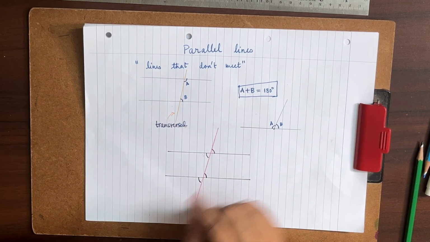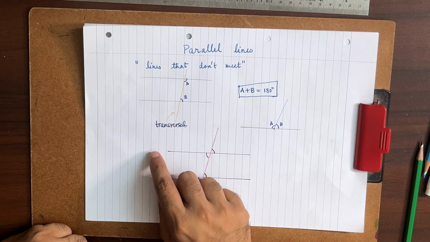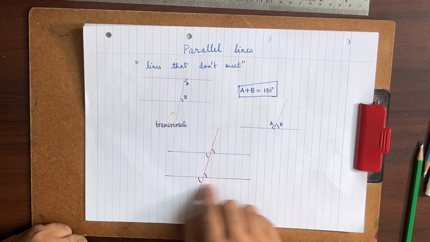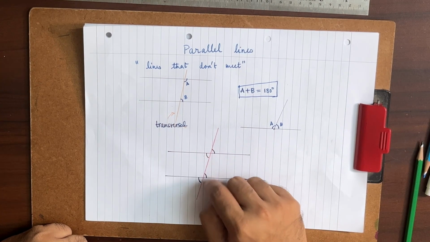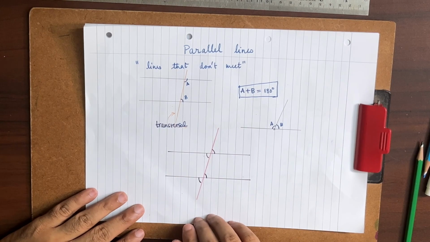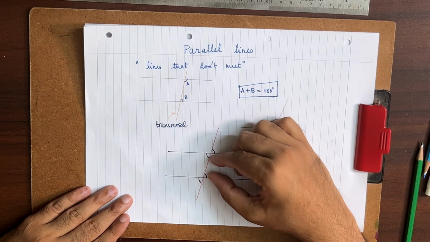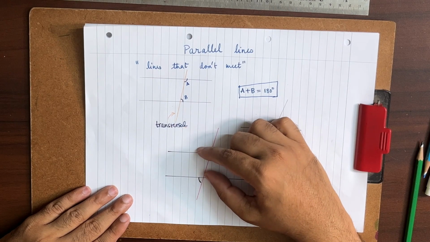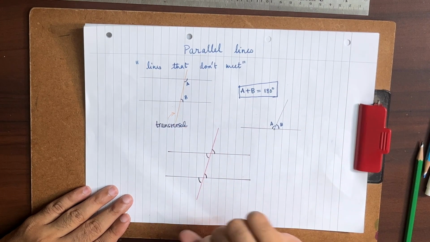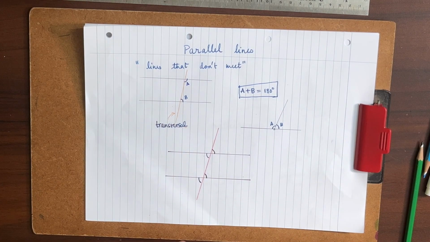Even the converse is true. If the corresponding angles are equal for two lines and a transversal, then these two lines are parallel. Okay, and if the alternate angles are equal also, the two lines are parallel. So you can detect parallel lines by checking whether these two angles are supplementary, or whether alternate angles are equal, or corresponding angles are equal. Okay, so these are the various ways in which one can detect parallel lines.